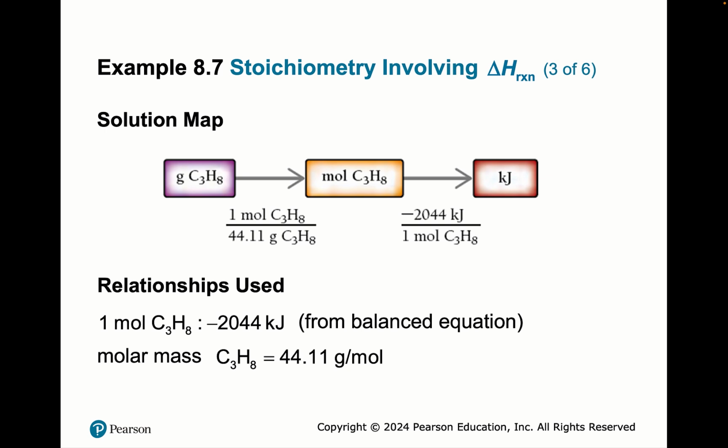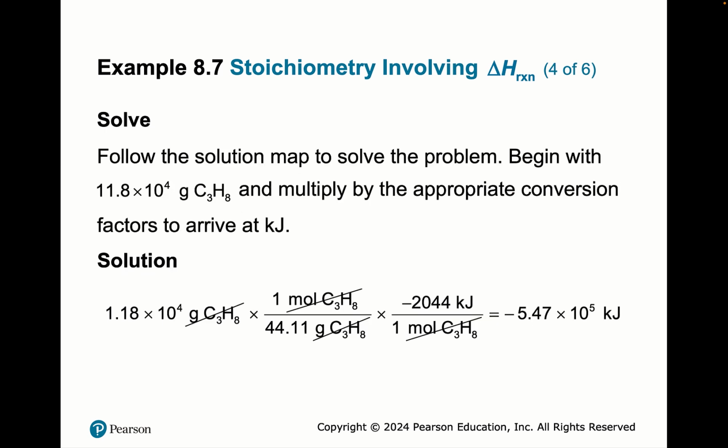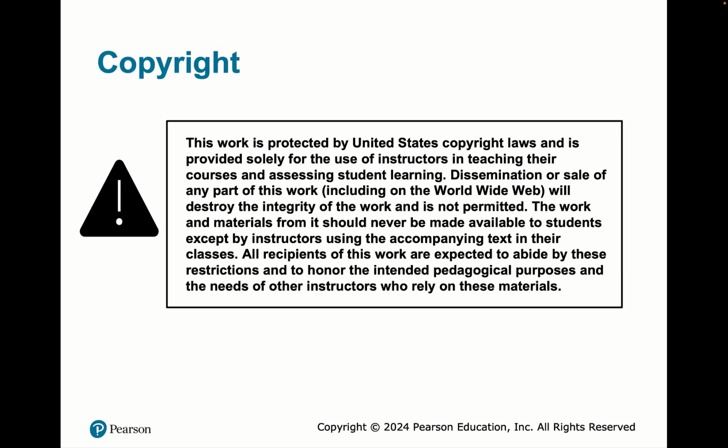We're going to figure out the mass of propane, then we get the moles of propane, and then we get the energy. That's exactly what we do right here. Start off with the 11.8 kilograms, convert that to moles of propane, and then the straight shot there, negative 2044 kilojoules per mole propane, and we get negative 5.47 times 10 to the 5 kilojoules. That's a lot of heat. That's a lot of tasty food you can make on your barbecue with all that heat, right? And we're at the end of this problem set. Hope this helps.